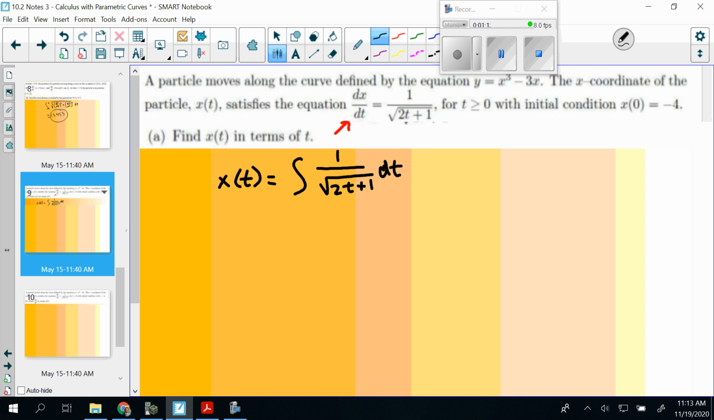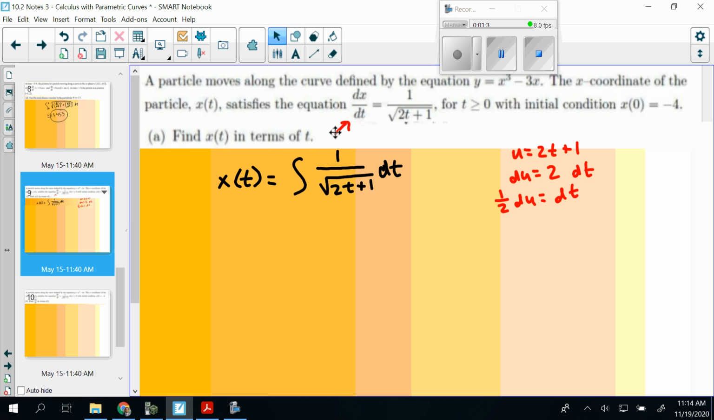So in order to do this one, how are we going to integrate this? To me, this one looks like a substitution one. So let's substitute u in for 2t plus 1, which means the derivative here is going to be 2 dt. So when we're substituting in for dt, it'll be 1/2 du. So making our substitutions now, this is going to become 1 over square root of u. Our dt here turns into 1/2 du.